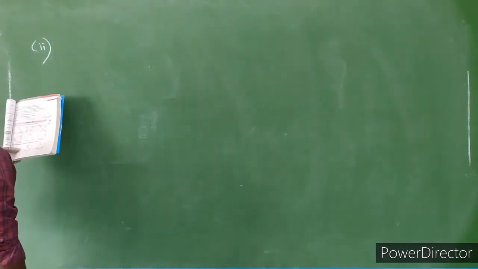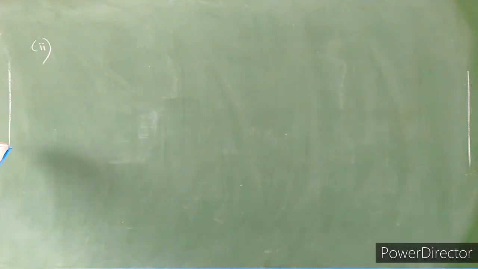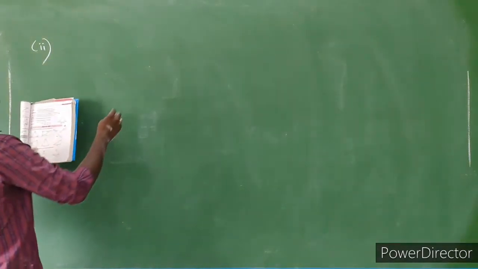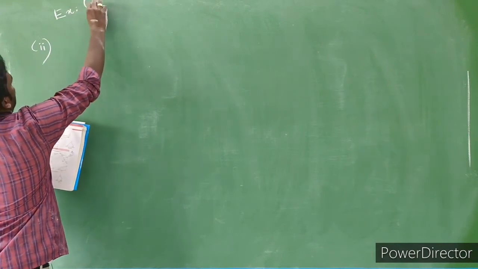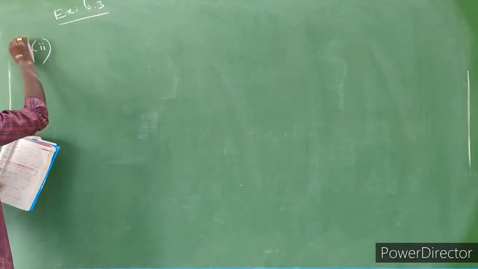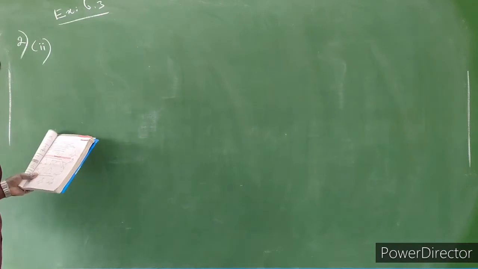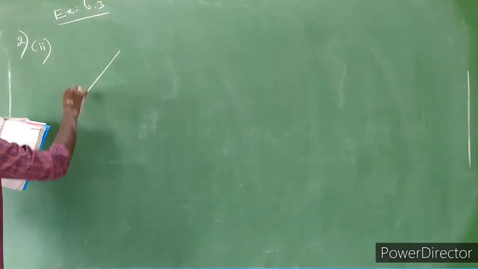Next, second pattern. So this is exercise 6.3. Second pattern, second Roman.